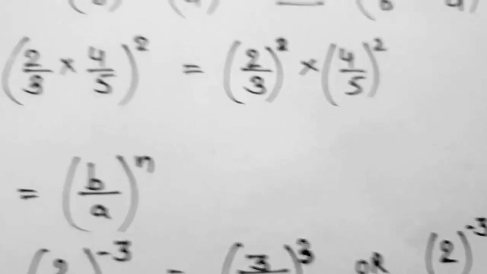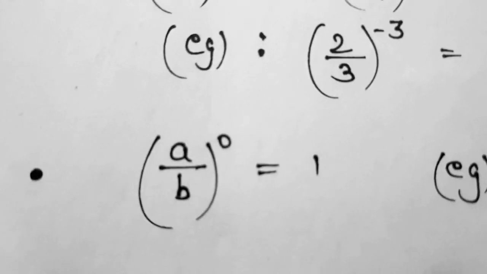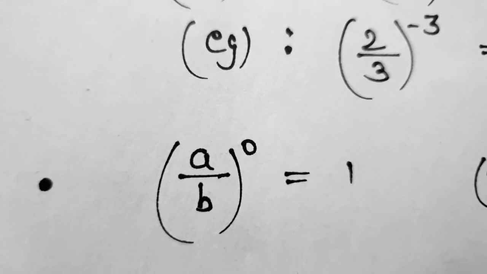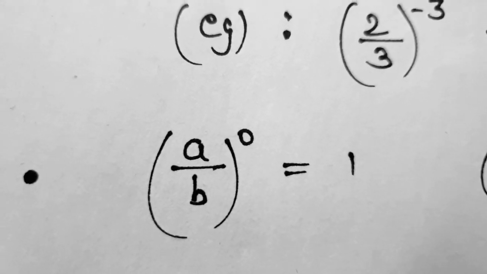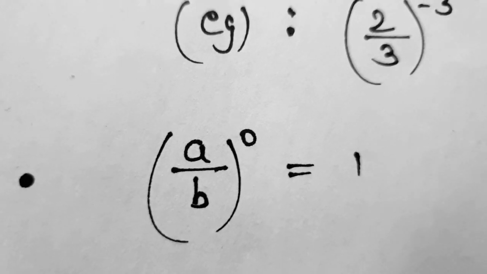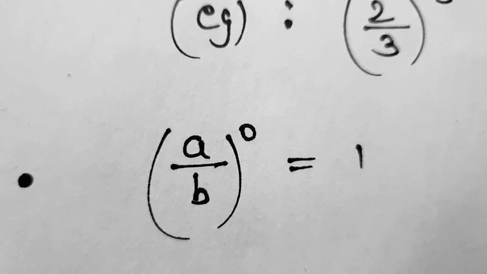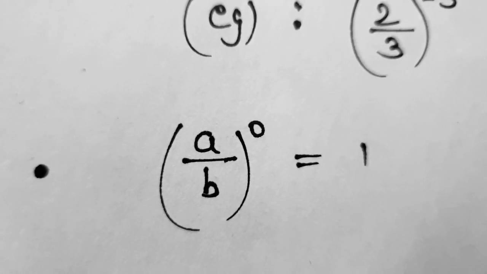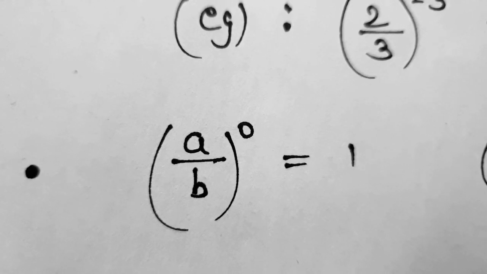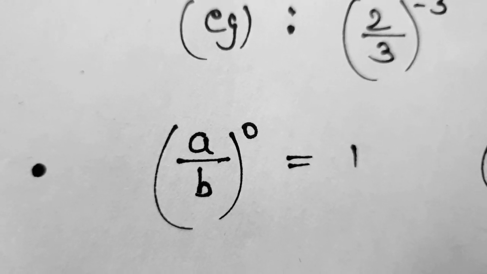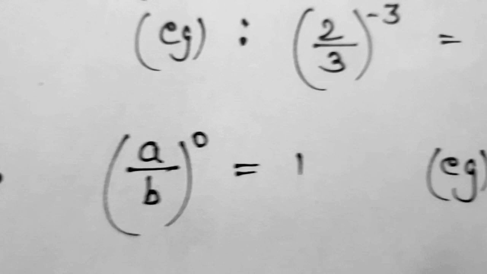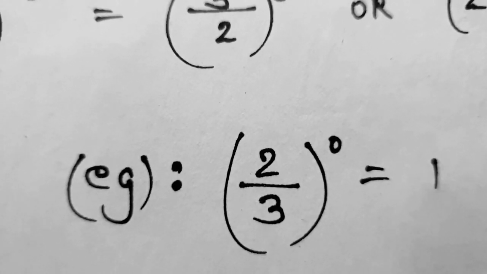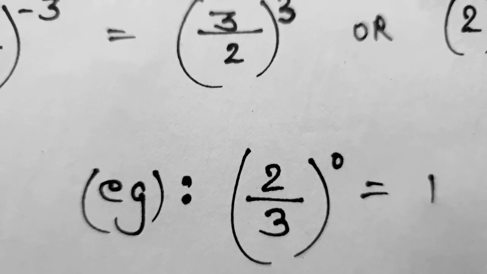Okay, students? Now let's see the rule number 6. It is the last rule and favorite rule of all the students. Why am I saying this? Because it is the rule of 0. Okay, see the rule. (a/b)^0. If any base whose power is 0, the result will be 1. So (a/b)^0, the answer will be 1. Let's see the example. (2/3)^0. So it will be 1.